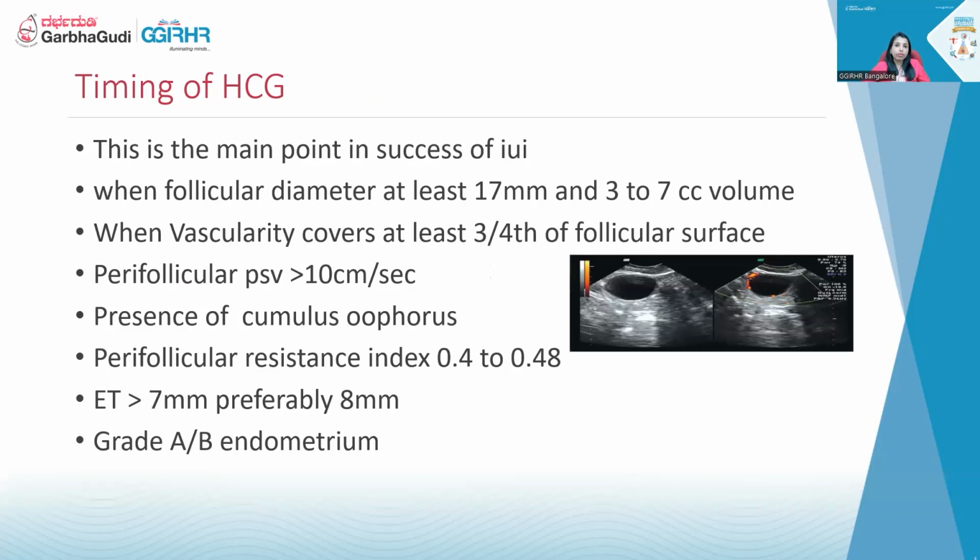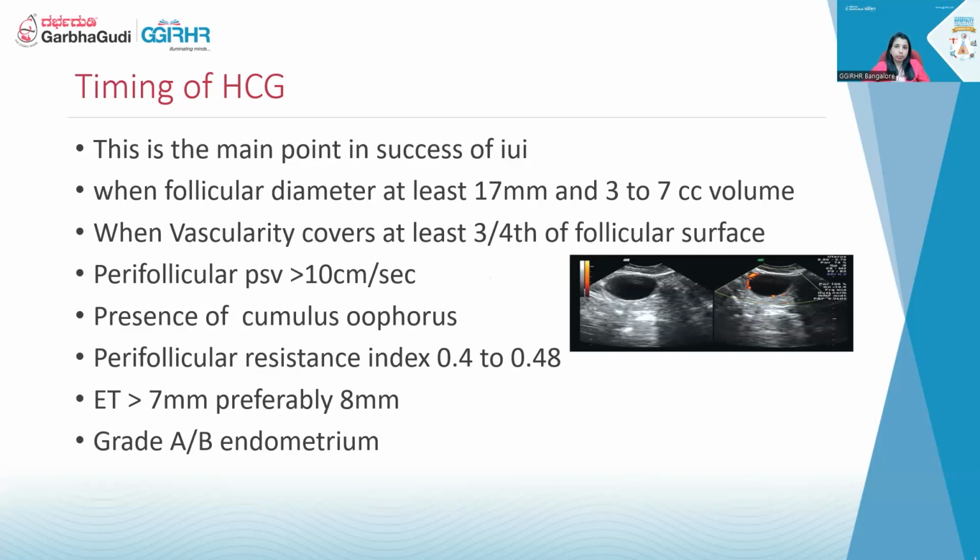Then timing of HCG. There are different people who trigger at 16 mm, some trigger at 20-22 mm of the follicle. So what is the ideal timing for HCG trigger in order to schedule for IUI post ovulation? This is the main point of success of IUI.